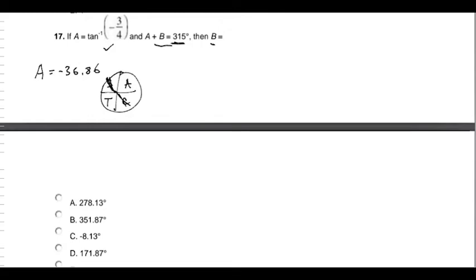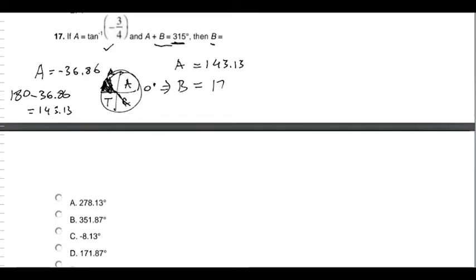So that means if we subtract the angle here off the axis from 180, so 180 minus 36.86, that will give us this angle here from 0 degrees. So that result will be 143.13. Okay, so that's A is equal to 143.13. So therefore B, subtract the 143 from 315, and we will get 171.839. So the answer here is D.